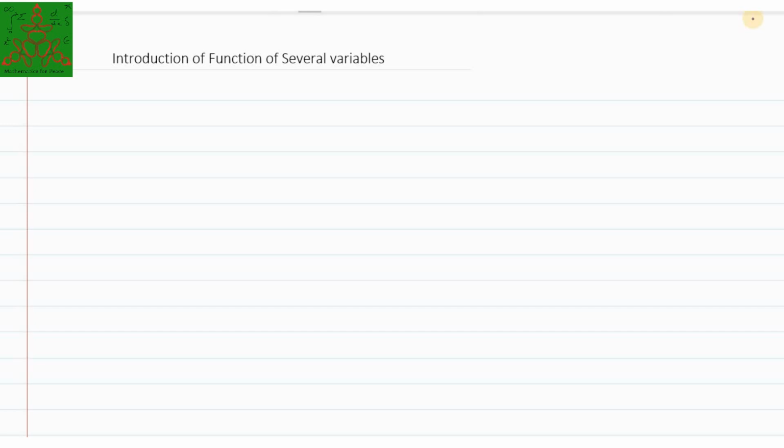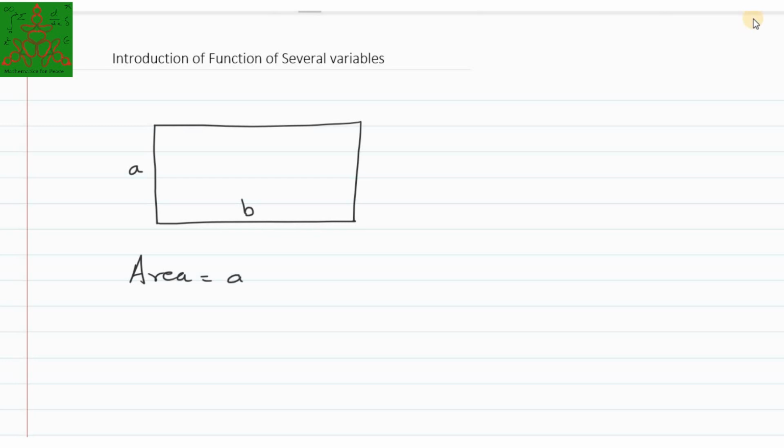In this lecture we are discussing what functions of several variables are. For example, I am starting with a rectangle. If I have a rectangle, its height is A and its length is B, then we know that the area of this rectangle will be AB. Now if this area is increased, that means A is increased or B is increased, or if the area is decreased, then A or B will be decreased. Then we can say that this area is nothing but a function of the two variables A and B.